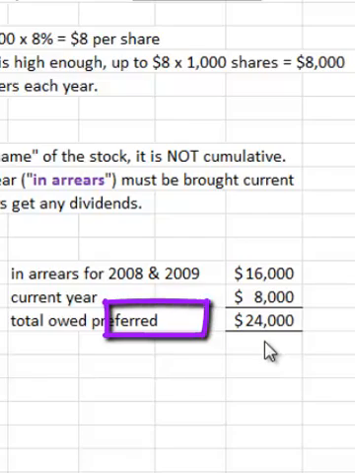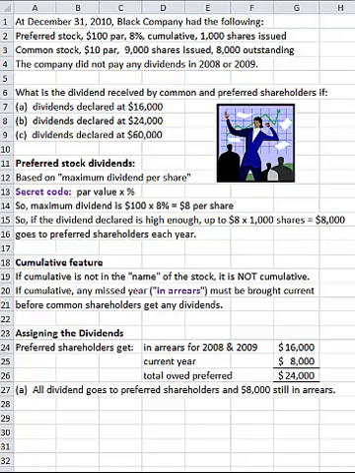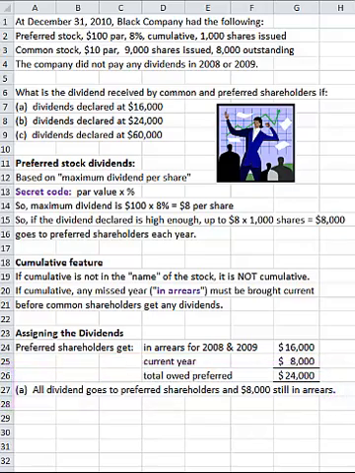Now we don't have to declare that in any one year. What that means is if there is a dividend declared, it must go first to the preferred shareholders until they have been satisfied, until they get the 24,000, and then some can go to common. So did they declare in A 24,000 in dividends? They did not, but that means that the preferred shareholders would get the whole thing. So in A, all the dividend goes to the preferred shareholders, and there's still 8,000 in arrears because we haven't satisfied the full 24. What about in B?